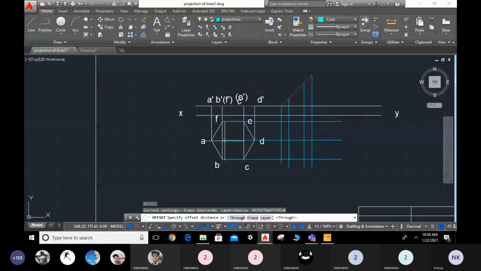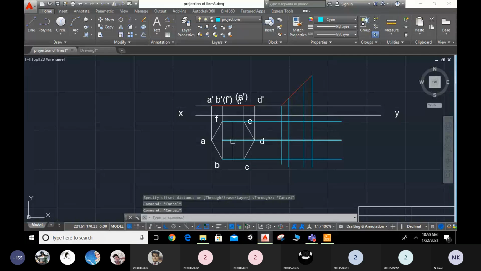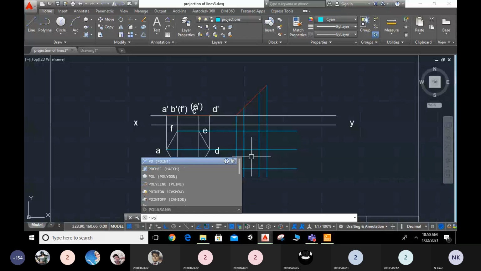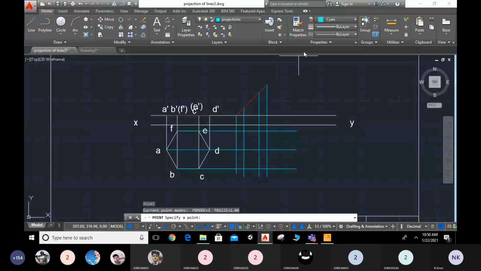From here I will extend. EX double enter. See, like that. Okay, the projection lines are over. Now if you consider the letters A and this one A, you can get this as a point. PO enter. Now I will select some green points. See, this is the point.